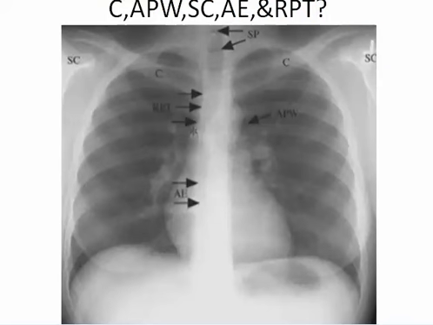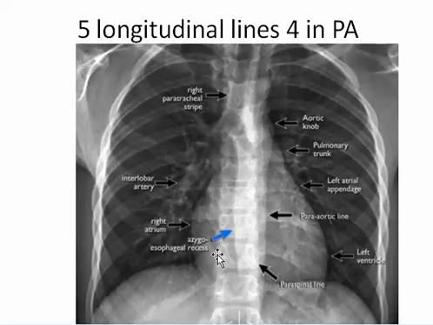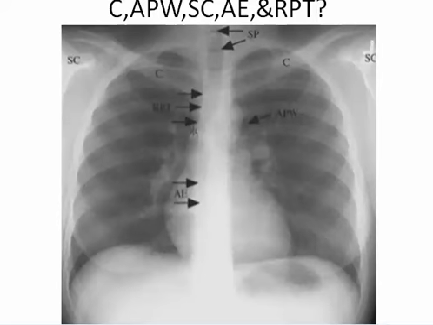So what are these? Between the aortic knob and pulmonary artery is the aortopulmonary window. The line seen along the vertebra is the azygoesophageal recess. And this is the right paratracheal line, C for the clavicle, SC for the scapula, SP for the spinous processes.